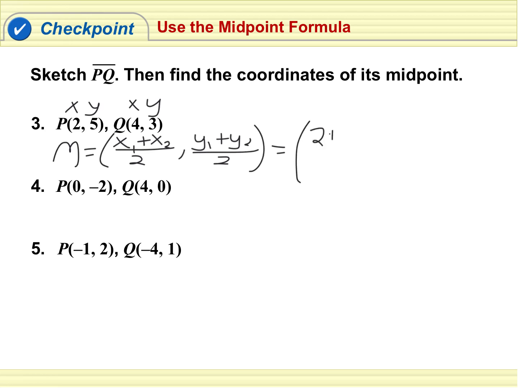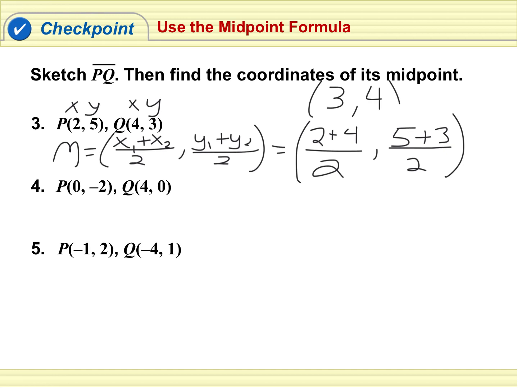So 2 plus 4, and we divide by 2, right? What are our two y values? 5 plus 3, divide by 2, right? So now just solve those. What's 2 plus 4? 6 divided by 2 is 3. I ran out of room up here. 5 plus 3 divided by 2? 4. Yes.